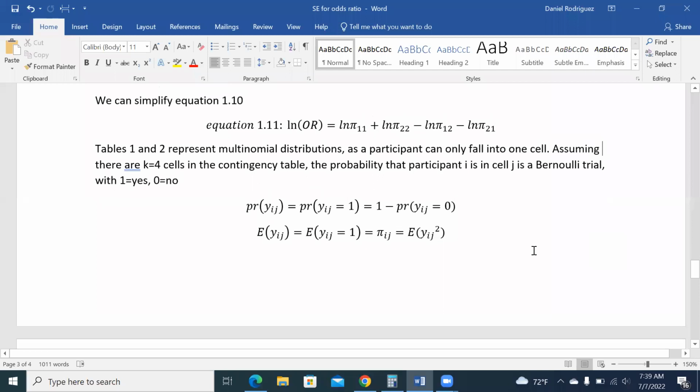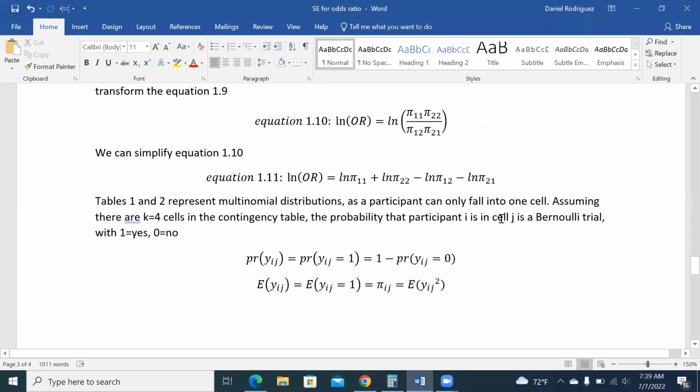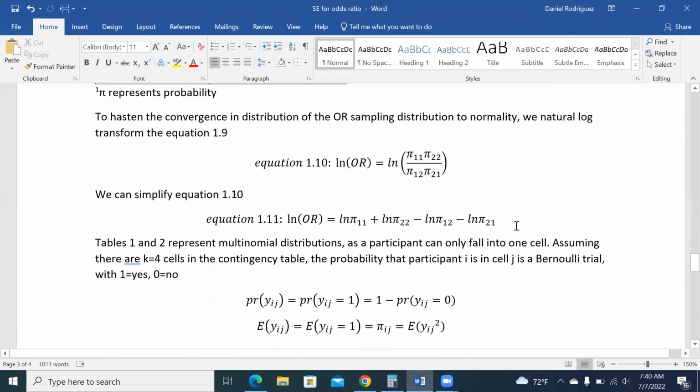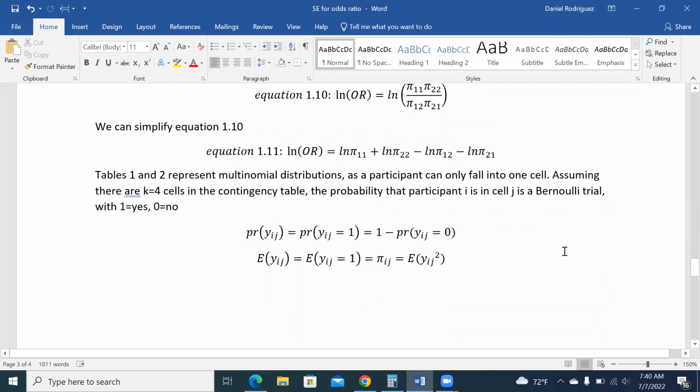Just some other notation here. This is actually a multinomial distribution, because there's a bunch of different outcomes here, and any one participant can only have one. Like in this case, there's 6 outcomes. One person can only fit into one of these. One can be African American and have the disease, or African American and not have the disease, etc. So you're in one and not the other. That's a multinomial type of scenario here.